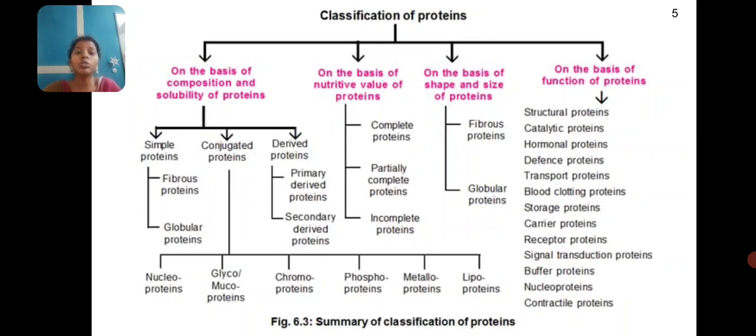Coming to fibrous proteins, these are rod-like structures. They are stretched and contracted like threads. These are made up of peptide chains. They are insoluble in water. For example, keratin and muscle proteins.